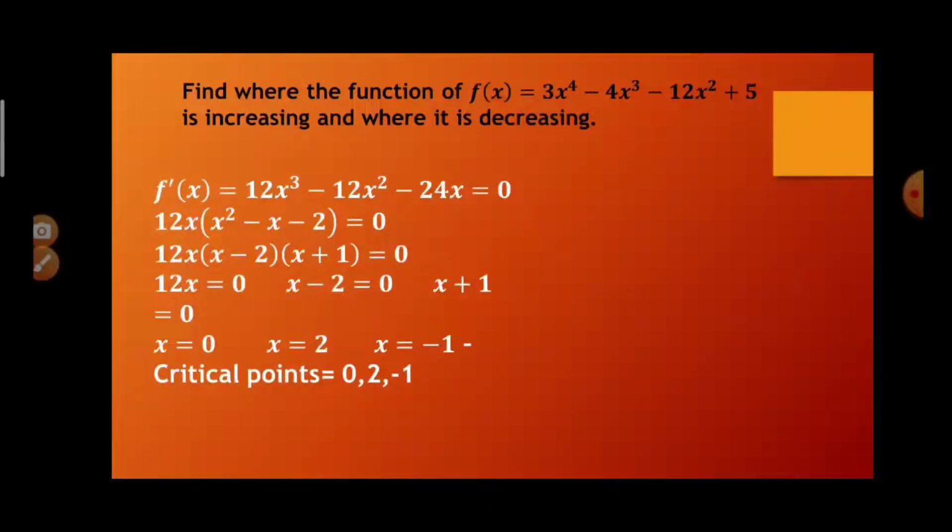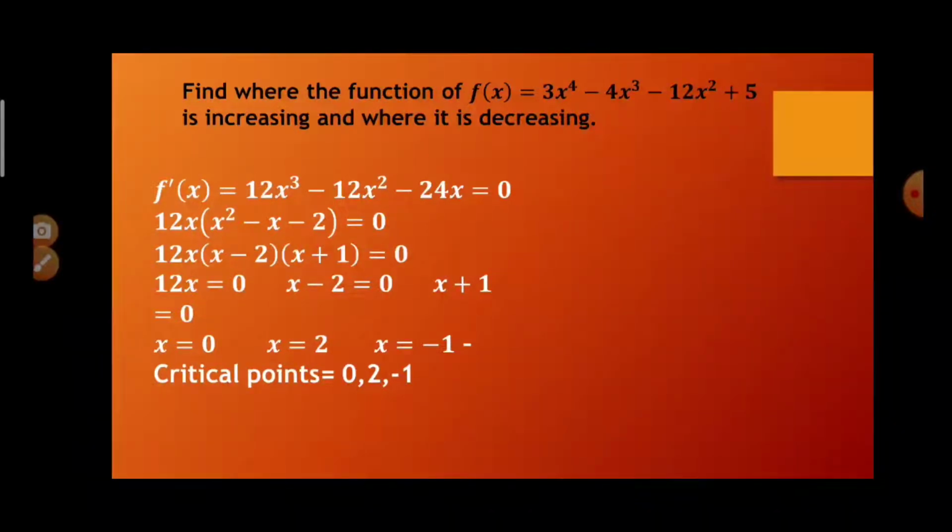So, we have f prime of x equals, let's get the first derivative of the given equation. So we have 3 times 4 equals 12, so we have 12x cubed minus 4 times 3 is 12, we have 12x squared minus 12 times 2 is 24, so we have 24x equals 0.